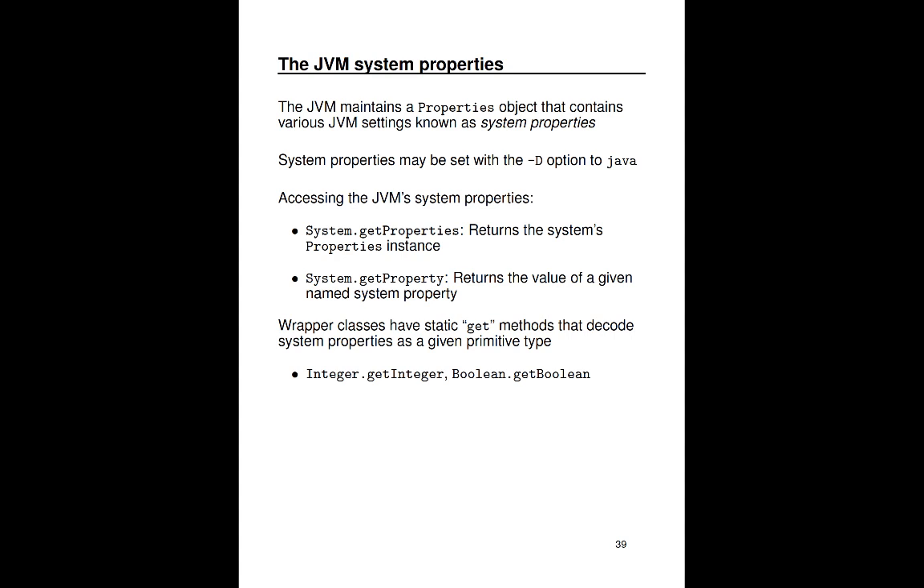System properties are also referenced by the wrapper classes. So there is a method called Integer.getInteger, which will get the integer value of a system property of the given name. Basically what this does is it looks up the value of that property within the system properties object and then attempts to convert it to an integer.